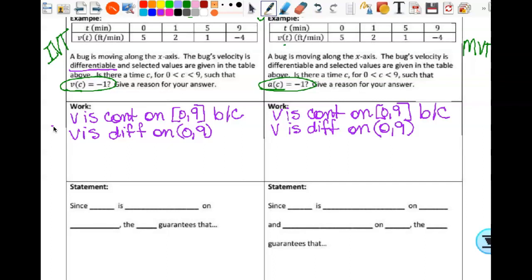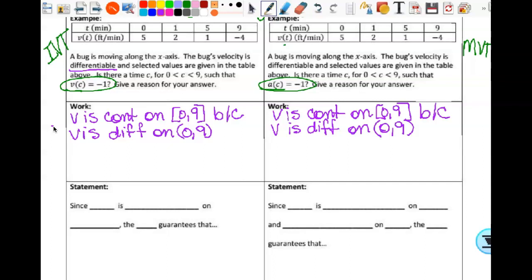Oh, well, we don't know that A of C is necessarily. Does that make sense? So it's still V, because we're talking about the function that we have, and then the rate of change of that function will give us A. That's a good question. Okay. Everybody else okay? We good?